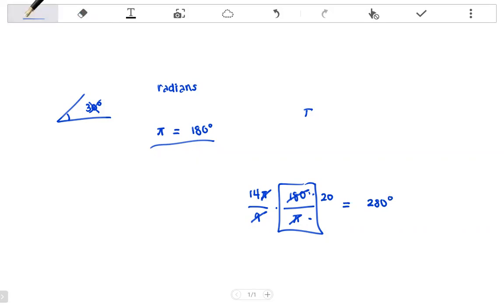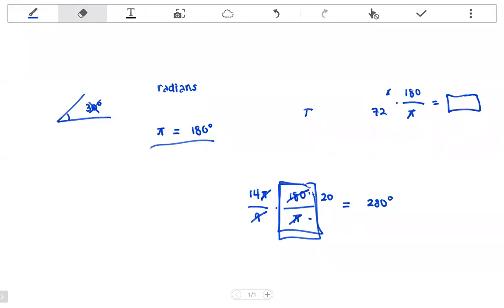Let's try another example. If we're given 133 pi over 72 radians, and we're told to convert that to degrees, then we want to multiply by the proportion. Pi equals 180 degrees. We put the pi on the bottom because we want it to cancel with the pi on the top. So pi cancels out. Wow, this is complicated. I don't have a calculator right now. I think you need a calculator for this question, but you're going to get some number of degrees.